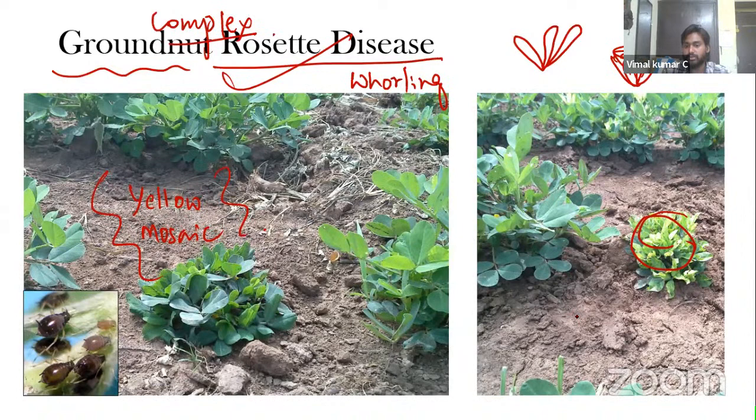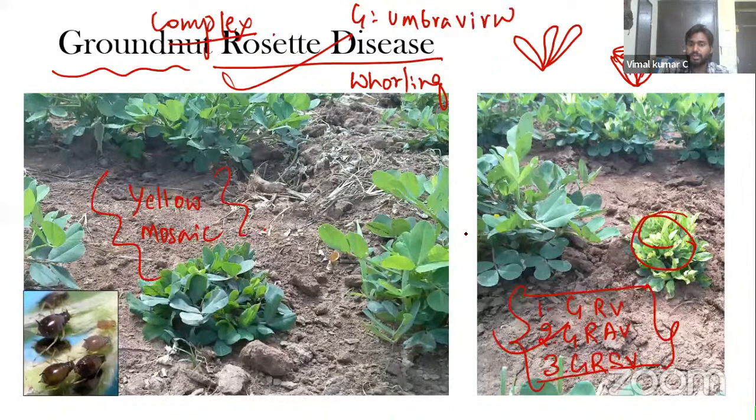The complex is nothing but groundnut rosette virus, that is one virus. The second one is groundnut rosette associated virus. The third one is groundnut rosette satellite virus. These three are the key important factors for the infection to get established. That's why I'm telling you groundnut rosette disease is a complex disease. The genus is Umbravirus, and these three species are associated with groundnut rosette disease. The family you can take down as Tombusviridae.